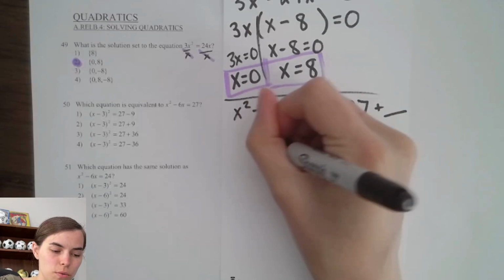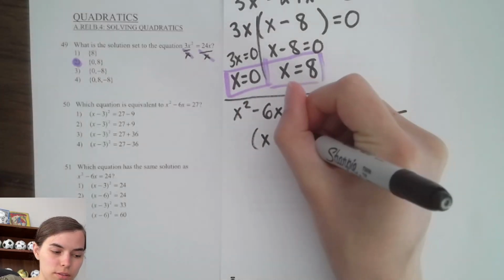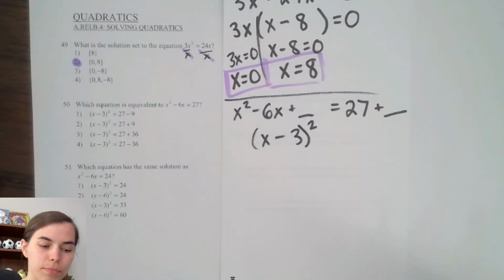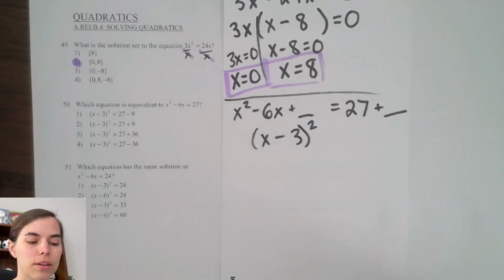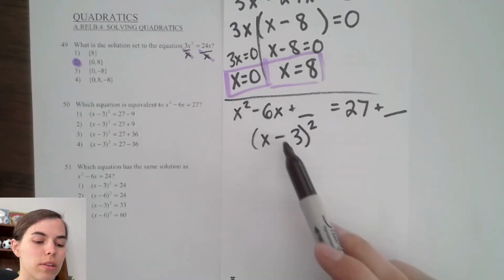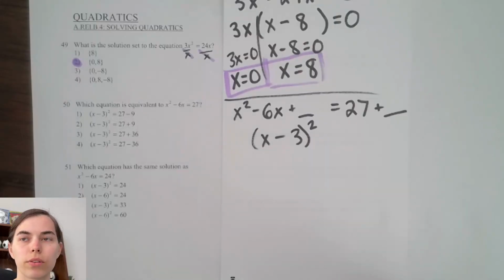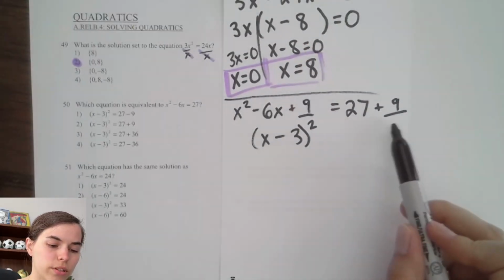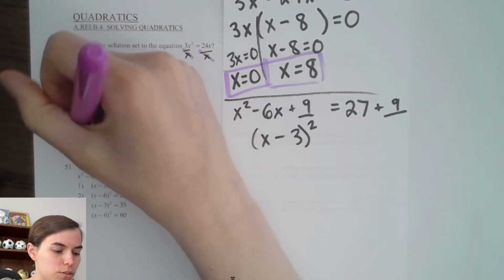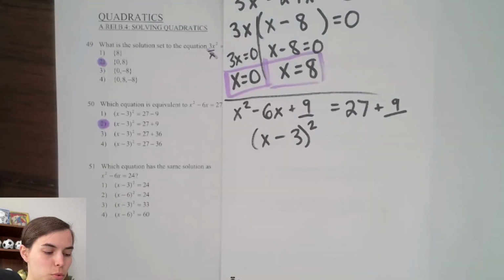And then we already know that this down here is going to be x minus 3 squared, because remember this number in the parentheses is half of the b term. And then the number that you add to both sides is going to be this number in parentheses squared. So negative 3 squared is 9. So now we have on the right side 27 plus 9, which is answer choice 2. Going on to number 51 here.